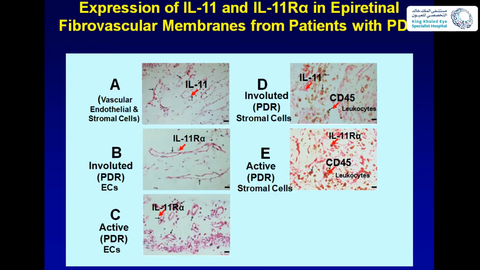Here you can say that in involuted PDR there are fewer leukocytes, but when the condition is advanced-stage PDR, the leukocyte expression is very high, with this receptor also very high in active PDR.